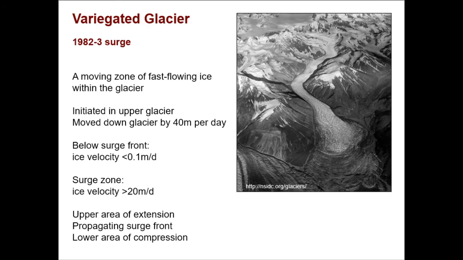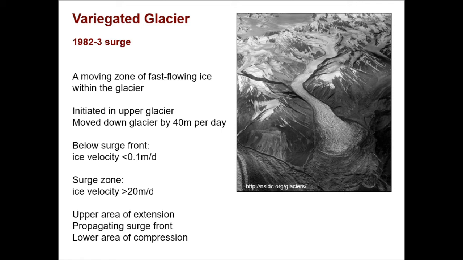One of the most famous bits of research on surging glaciers has been carried out at the Variegated Glacier, in particular research associated with a surge in 1982 to 1983, where the surge had been predicted, because surges typically happen on a regular periodicity, and so everything had been set up to monitor this surge.